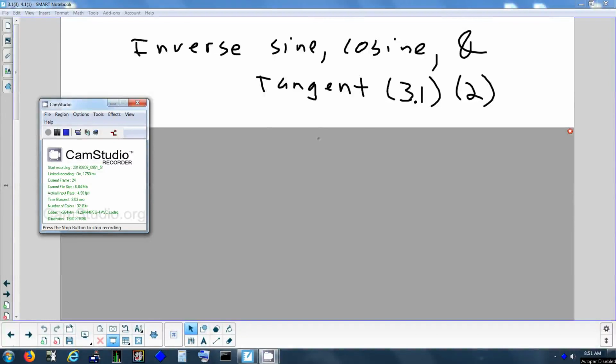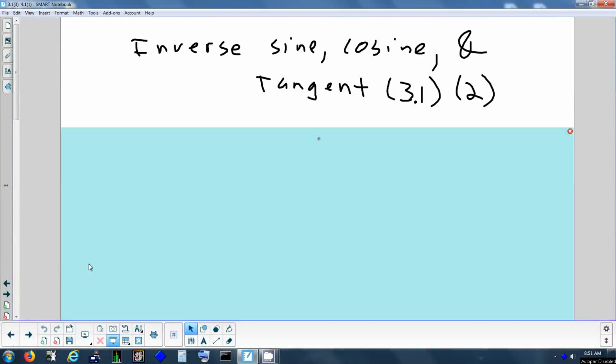Okay, so we'll start off by looking at the second part of section 3.1. What they're going to do in this section is they're basically going to give you a formula and ask you a question if you plug something in, and it'll be like a yes-no type of question, or a true-false.